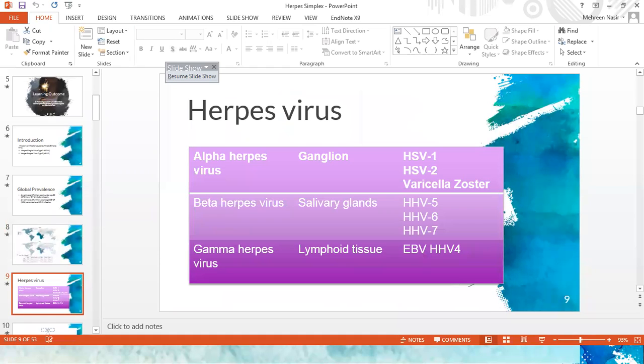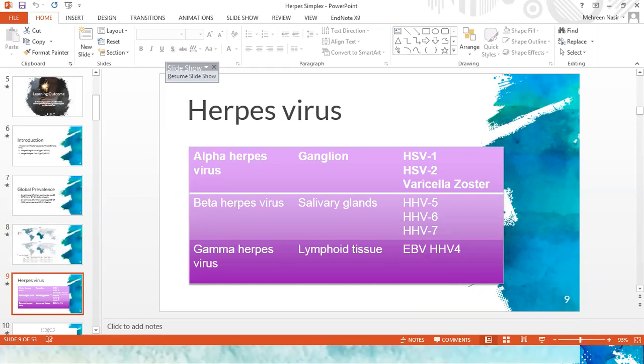Herpes virus. Herpes virus family is further divided into alpha herpes virus, beta herpes virus, and gamma herpes virus. The basis of this division is where the virus is going to rest in the latent stage. If it is resting in ganglion, or it can rest in salivary glands or the lymphoid tissue.